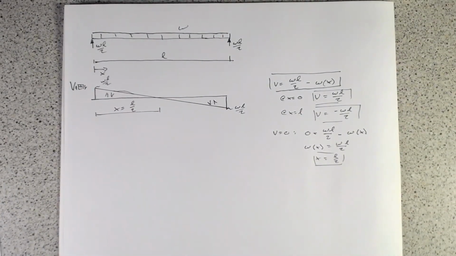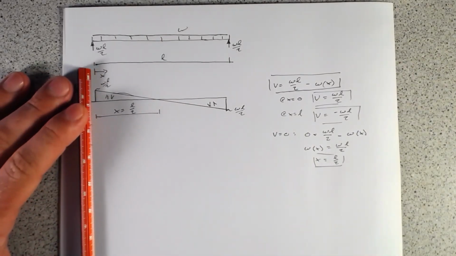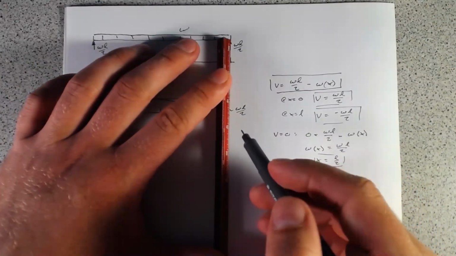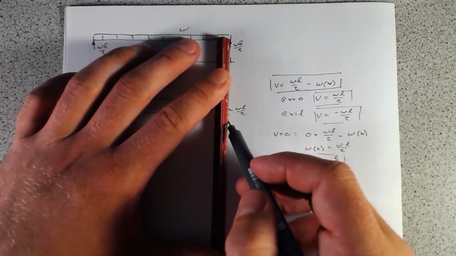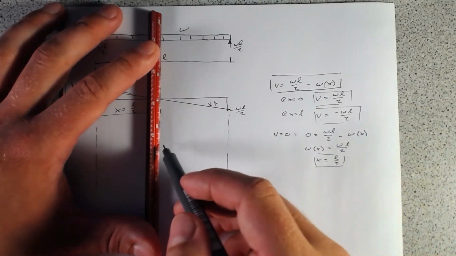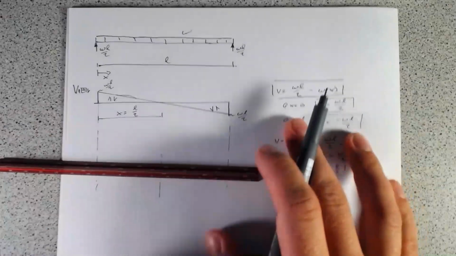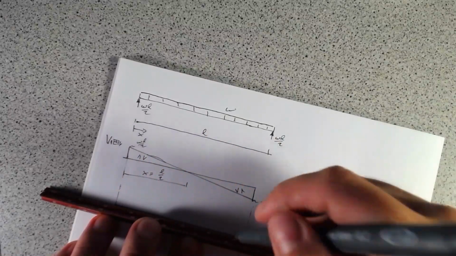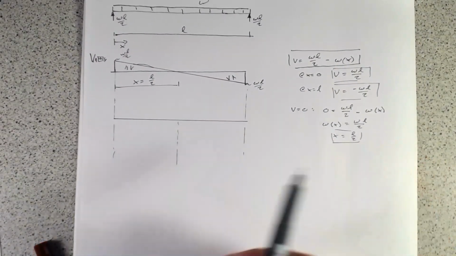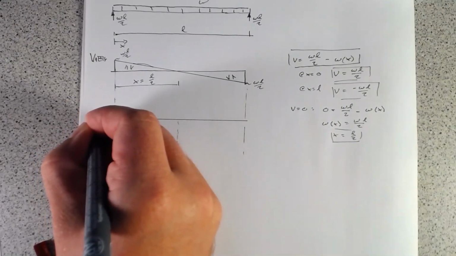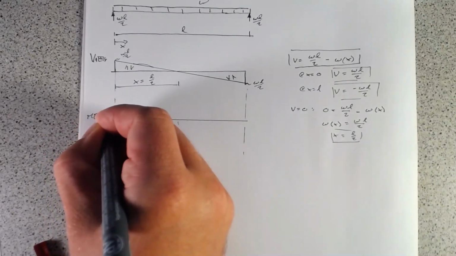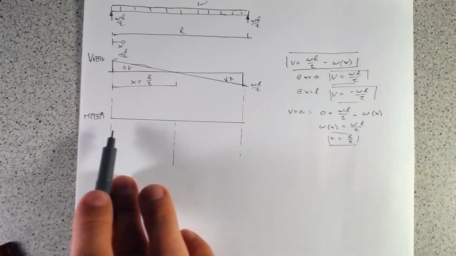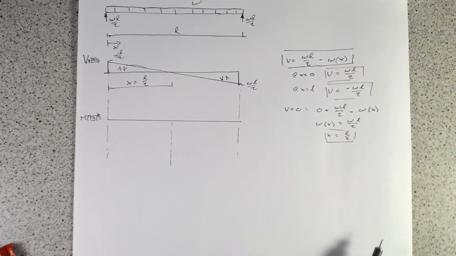Very good. So now what we'll do is I'll just transfer some of these points further down, and you'll see why in a moment. It will make some of the relationships that we're going to have become a bit more clear. So if we draw there, and this is for our moment. And again, we're going to say the positive moment is compression on the top. This beam is bending this way, so the tension side is on the bottom. So we're going to plot the moment on the bottom.